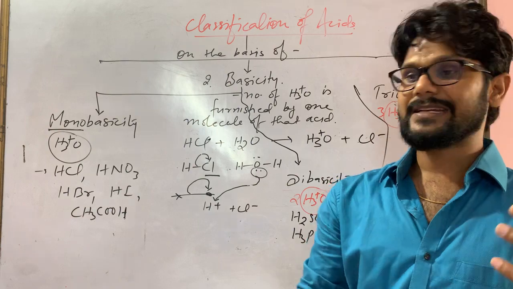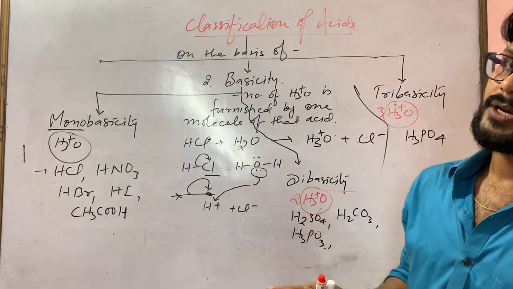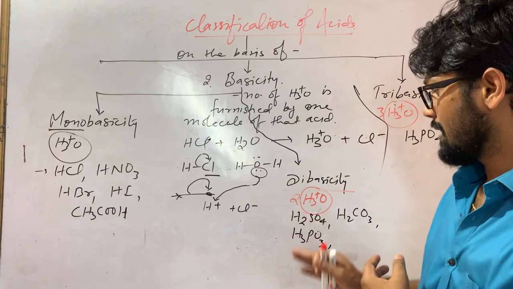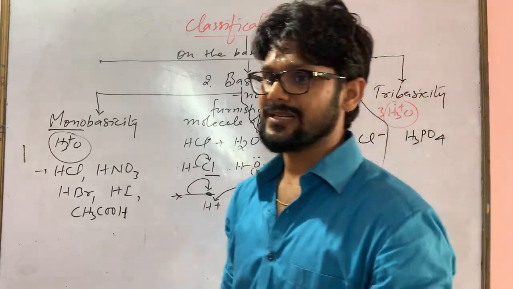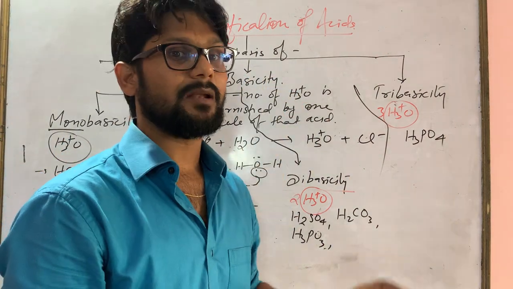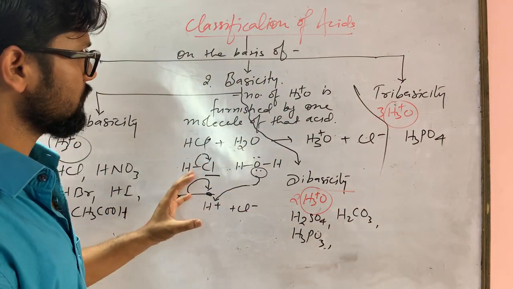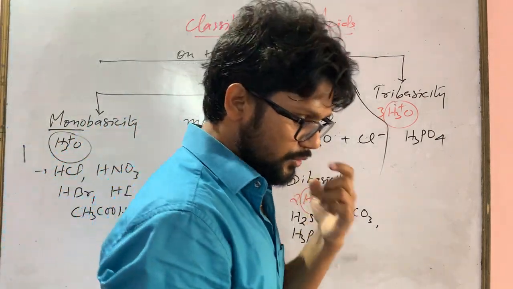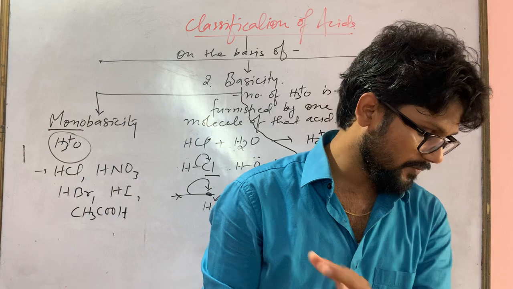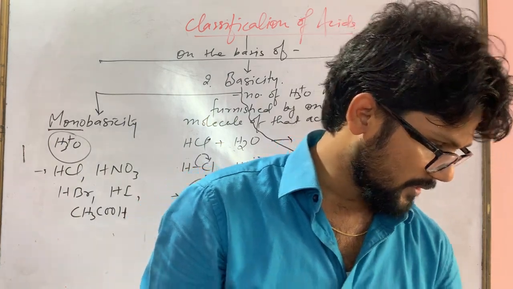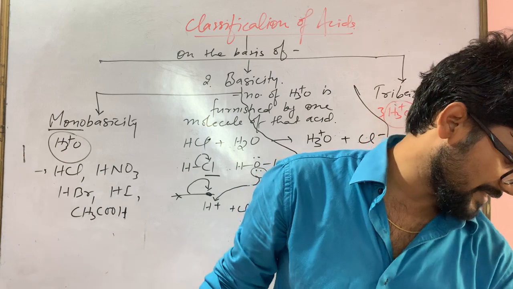You can also say it has 2 replaceable hydrogen ions, and when it reacts with water it gives 2 hydronium ions. This is why H2SO4 is a dibasic acid. And in the same way, many questions can be asked from this topic. So first is what is basicity, and then the classification. These classifications are given in your book. I hope you have understood all the classification whatever is given.